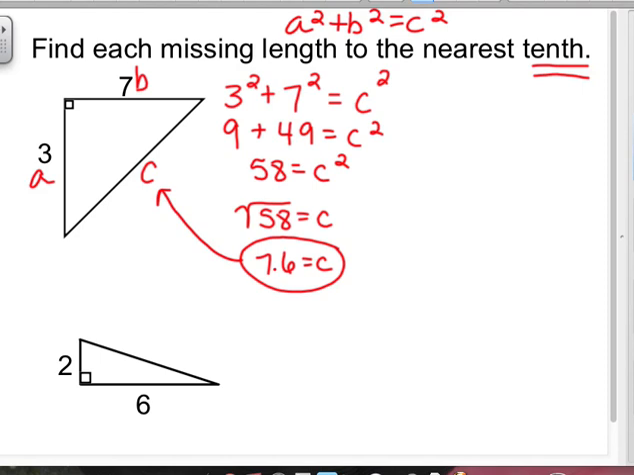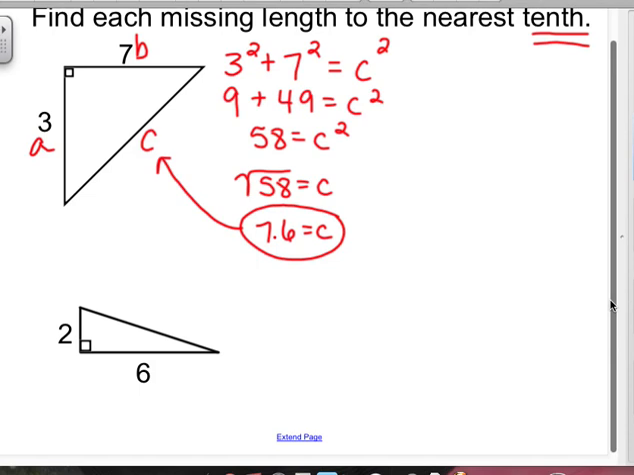And does that in fact become then the longest side? We've got a 3, a 7, and a 7.6. Yep, that works. Let's do another.